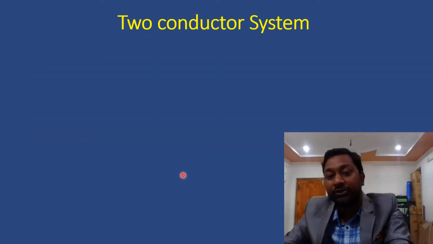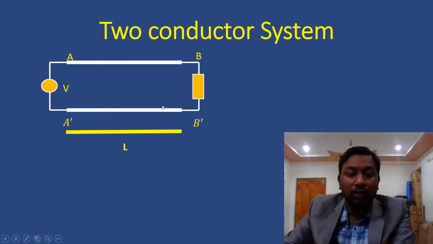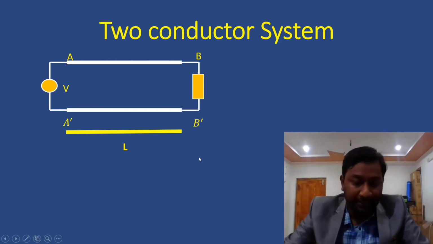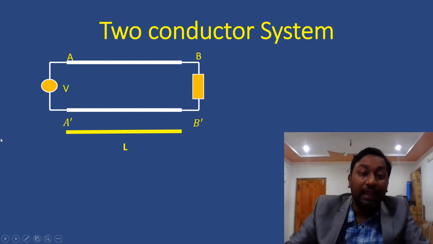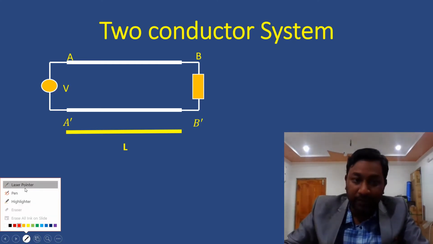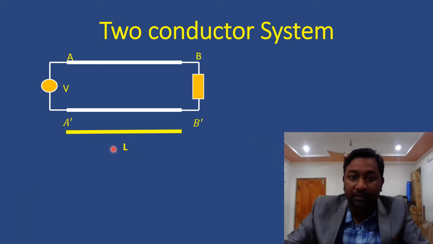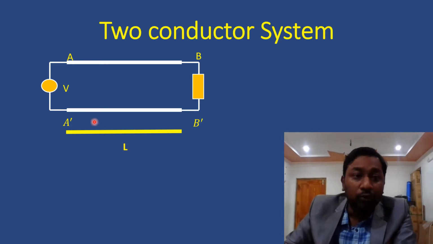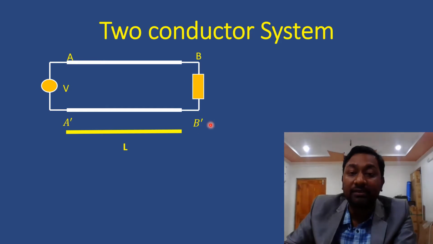Okay, so first we are considering a two conductor system. The length of the two conductor system is L. Now A dash is the source end and B dash is the load end.